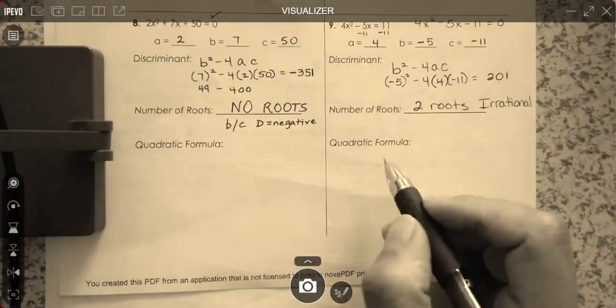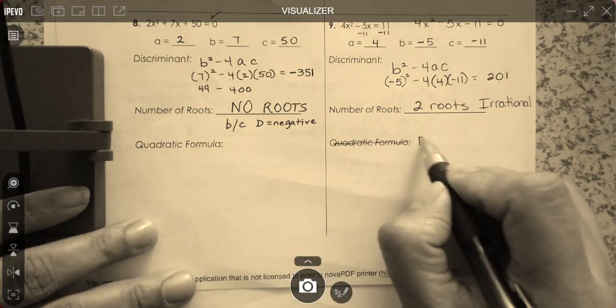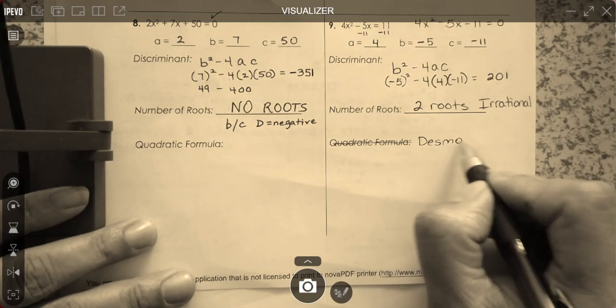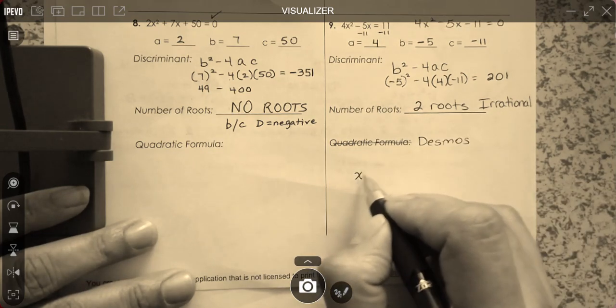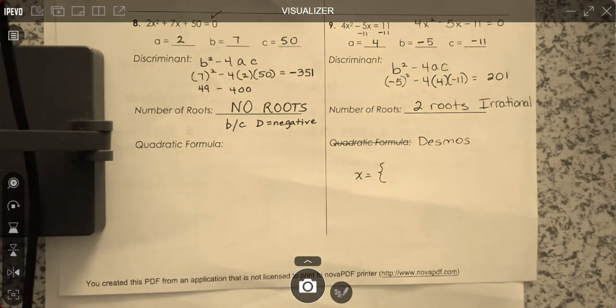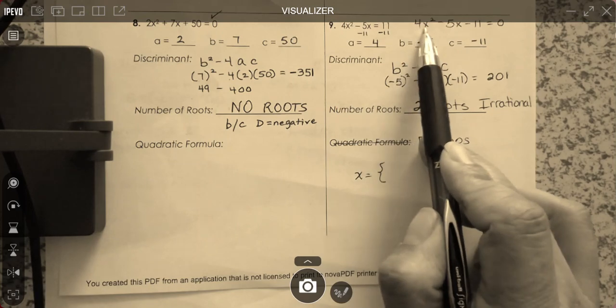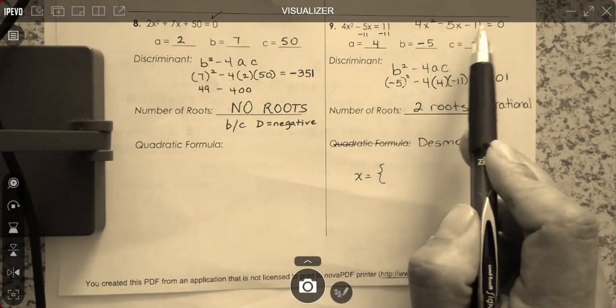Okay, so we're not going to use the quadratic formula. I want you to use Desmos. Using Desmos, what are the roots? You guys have Desmos in front of you, right? Let's go. So we're going to graph this. We're going to graph 4x squared minus 5x minus 11.